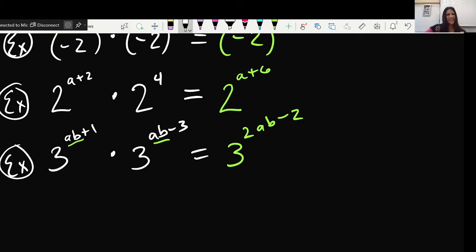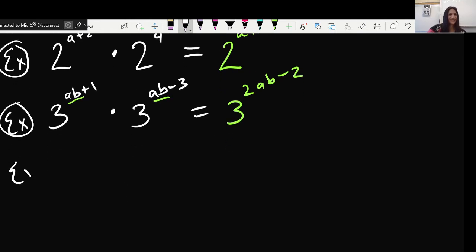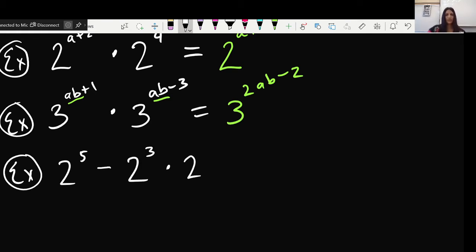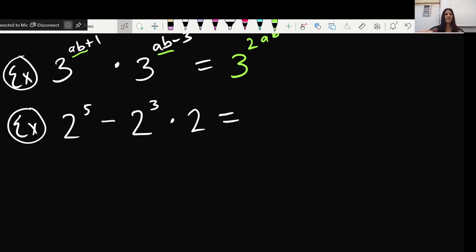Oh, I think we're ready for this. I was looking at this next one and thinking, really, should we? But yeah, we will. 2 to the 5 minus 2 to the 3 times 2 equals. Don't call it out. Just look at this and make sure that you know what's going on, because there's a couple of things, a couple of operations. What are and aren't you allowed to do?